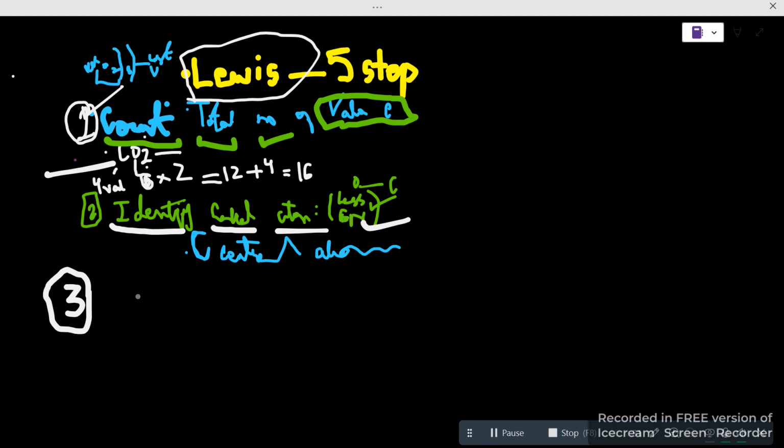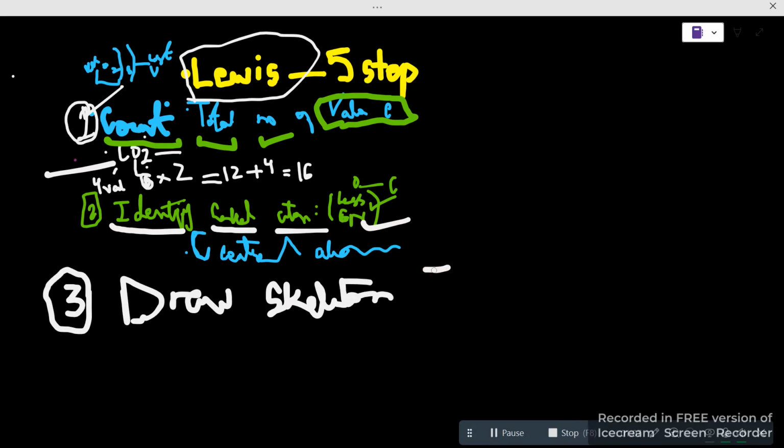Then the third step is to draw the skeleton, not the biology skeleton, like the body skeleton we have, just the chemistry one. It's something different from bio, but still the idea is similar. Draw a skeleton of that, joined by single bonds.